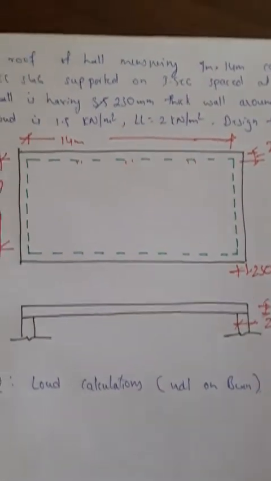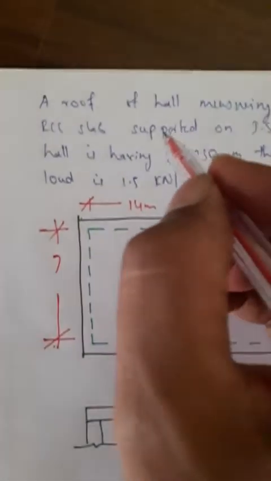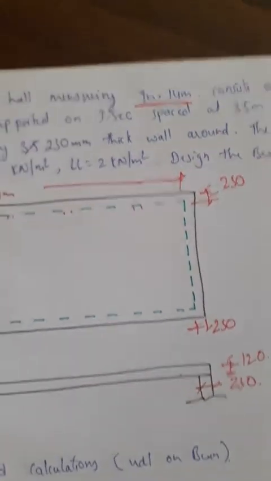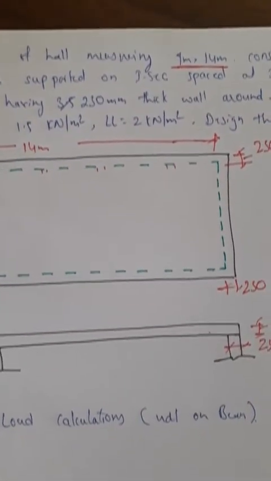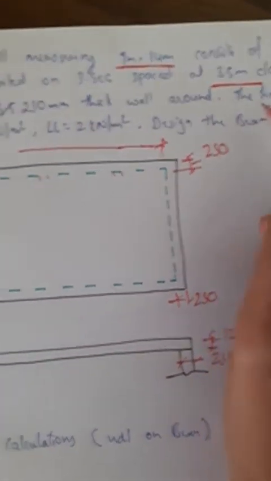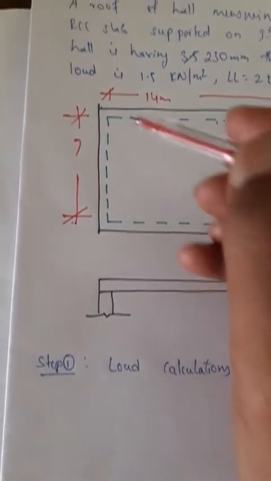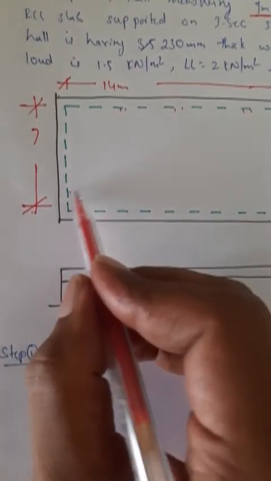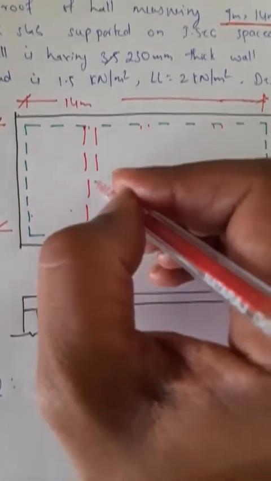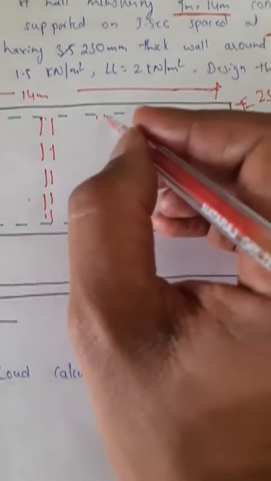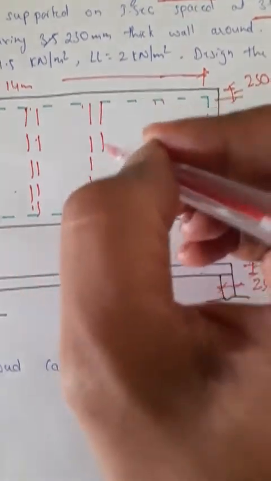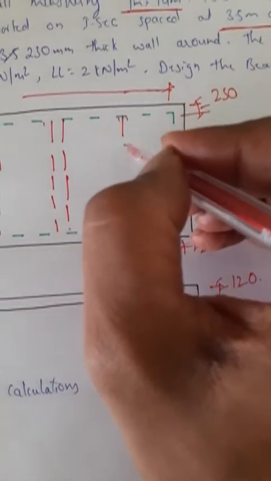Now how to place the beams? Very important is the placement of beams. Dimensions are given as 7 meters by 14 meters. Always beams have to be placed parallel to the shorter span, and spacing is given as 3.5 meters center to center. So what you do is, this is the shorter span, place the beams parallel to the shorter span. From here 3.5 meters, from here center to again 3.5 meters, from here again 3.5 meters.